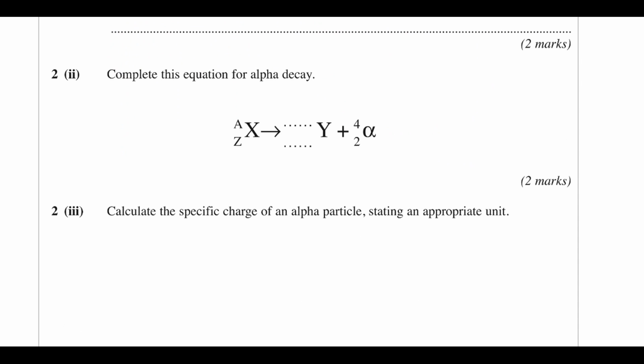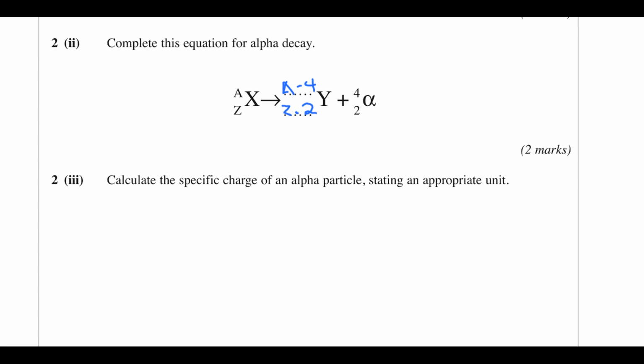It wants to complete an equation for alpha decay. So the nucleon number must have decreased by 4, A minus 4. The proton number must have decreased by 2. So that gives you essentially this equation.